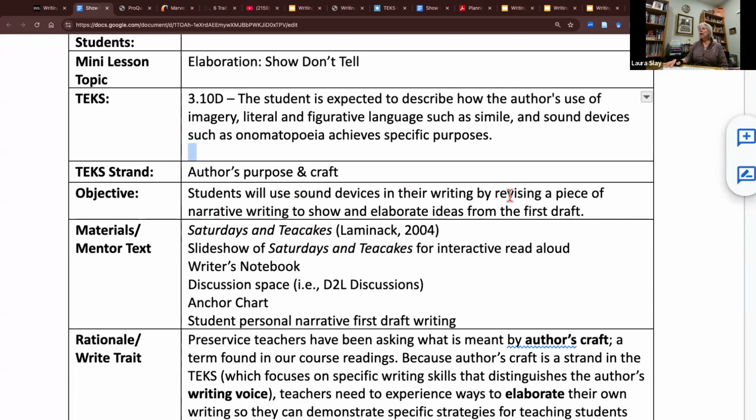So that's why the focus of the lesson is on revising, because you're going to revise for sound devices as you see it up here, in order to do what? To show and elaborate ideas from your first draft, okay?